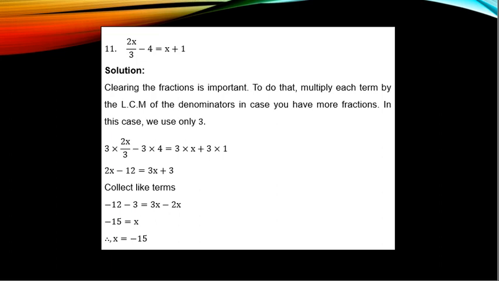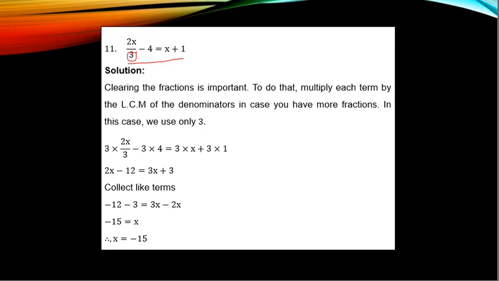So example 11, you have 2s over 3 minus 4 equal to s plus 1. To solve this equation easily, you need to remove the denominator 3. You don't just take it and throw it away. No. To do that, if you check all the terms, you have one denominator that becomes the LCM. So you use 3 to multiply each term in order to clear the fractions.